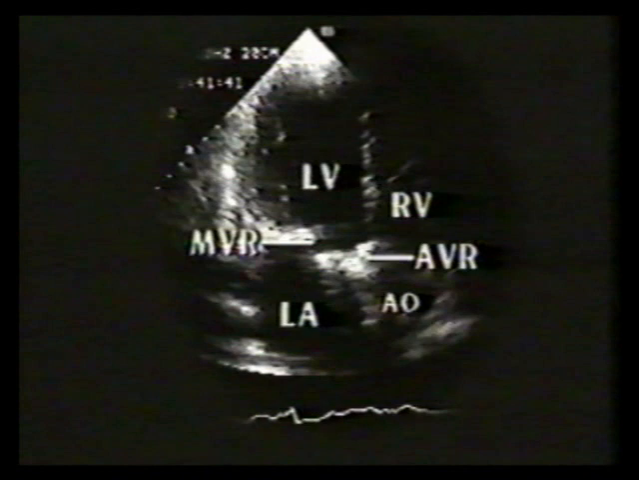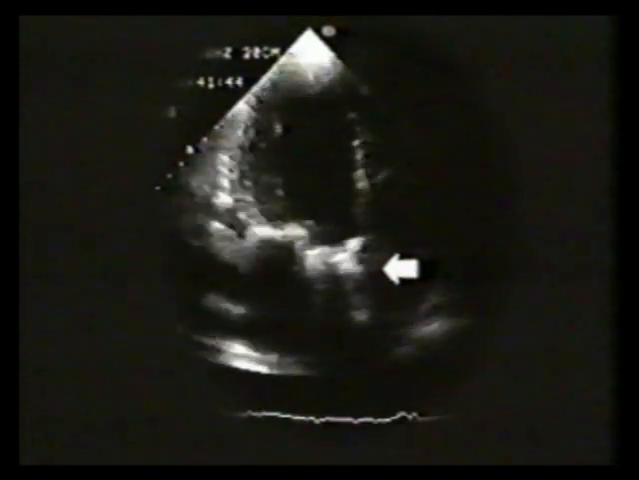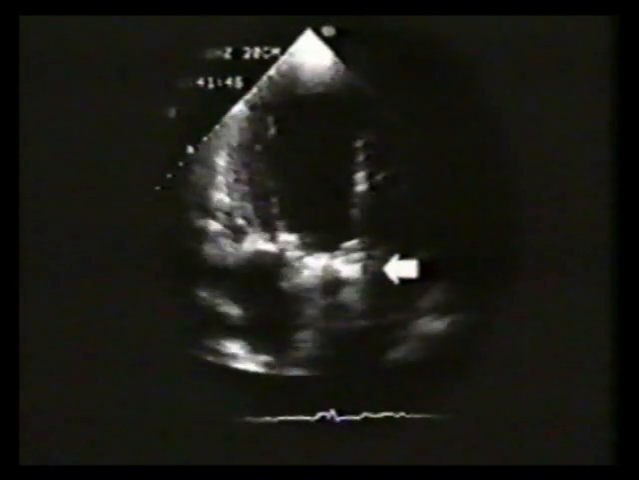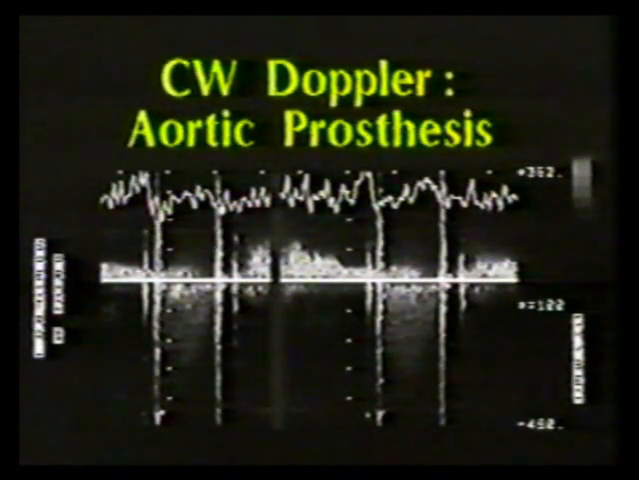This patient has Bjork-Shiley mitral and aortic prostheses. As usual, it is difficult to clearly delineate the aortic disc. The non-imaging transducer in the apical position has been directed toward the aortic prosthesis. These are the opening and closing clicks. The maximum velocity is 3.5 meters per second.